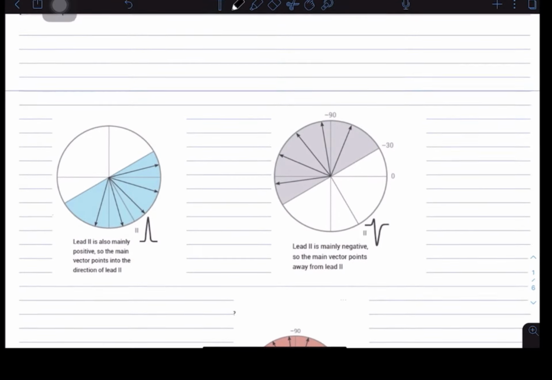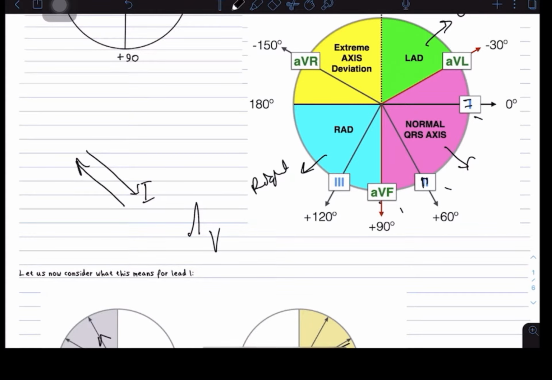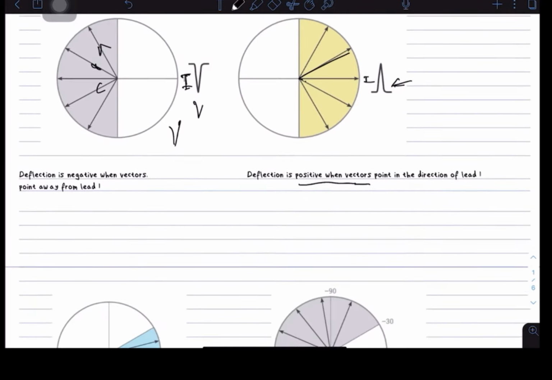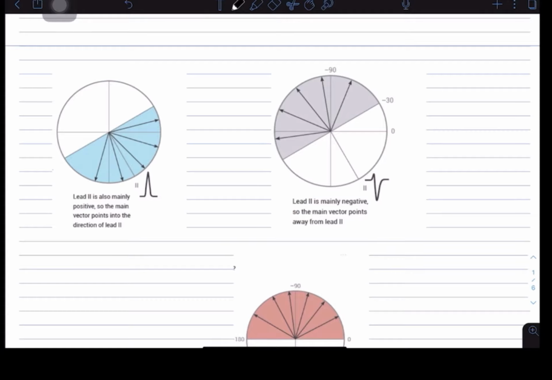Let's see for lead 2. As we can see, lead 2 is present here. Same again, if the vector is coming towards lead 2, if the depolarization is coming towards lead 2, then it's going to be a positive deflection, as you can see here. And if it's going away from lead 2, and lead 2 is present here, and the vector is going away from lead 2, that shows a negative deflection.